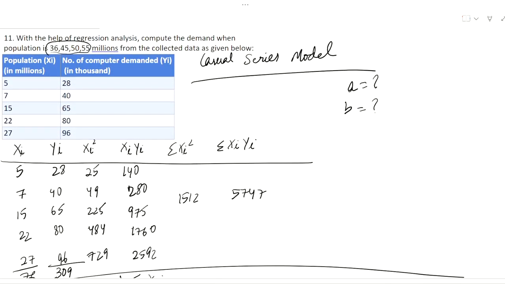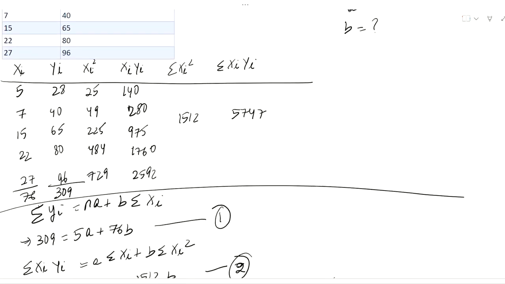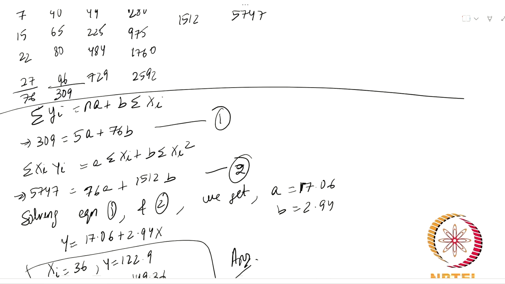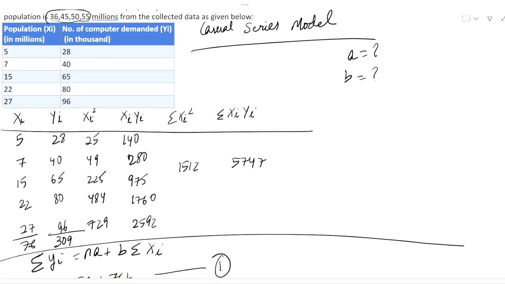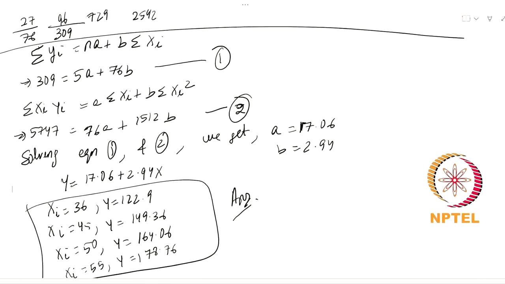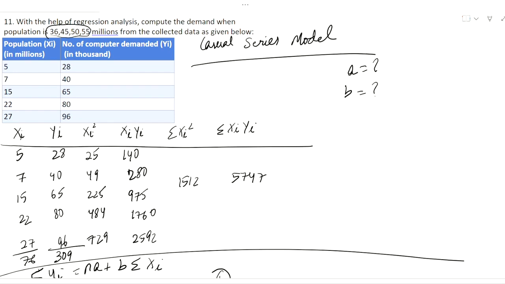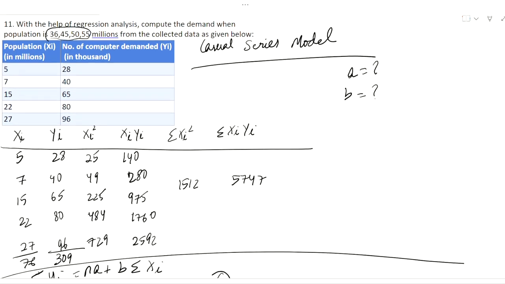Similarly, one more question for the causal series model. We find that the population is given as xi, and the number of computers demanded is given as yi. So we find out xi square, xi yi, the summation of xi square and the summation of xi yi. With this we again find out the a and b constants. After finding the a and b constants, we put them in the analysis model and then we get the demand for the data.